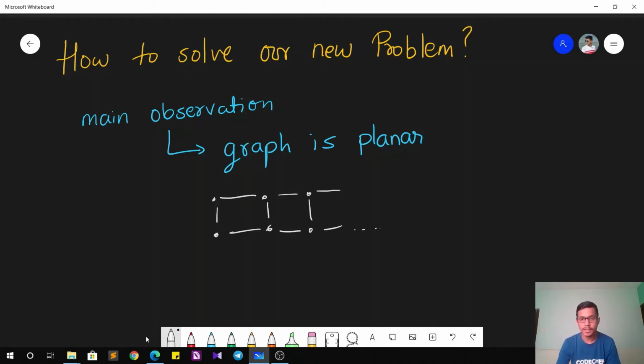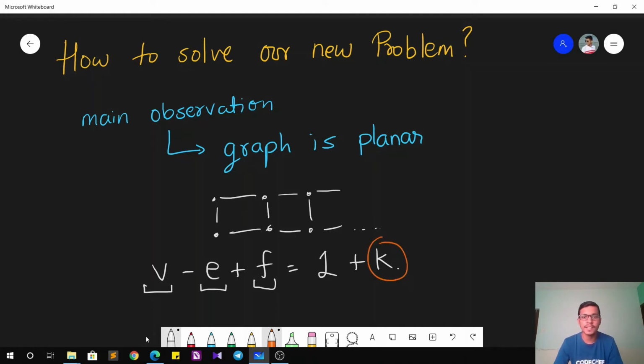So now that the graph is planar, there's an interesting property of planar graphs that is known by the name of Euler's formula. What the property says is that V minus E plus F is equal to 1 plus K. That is, for a general planar graph, the number of vertices minus the number of edges plus the number of faces in the graph is equal to 1 plus the number of connected components in the graph. What are the terminologies again? V stands for number of vertices, E is the number of edges, F is the number of faces.